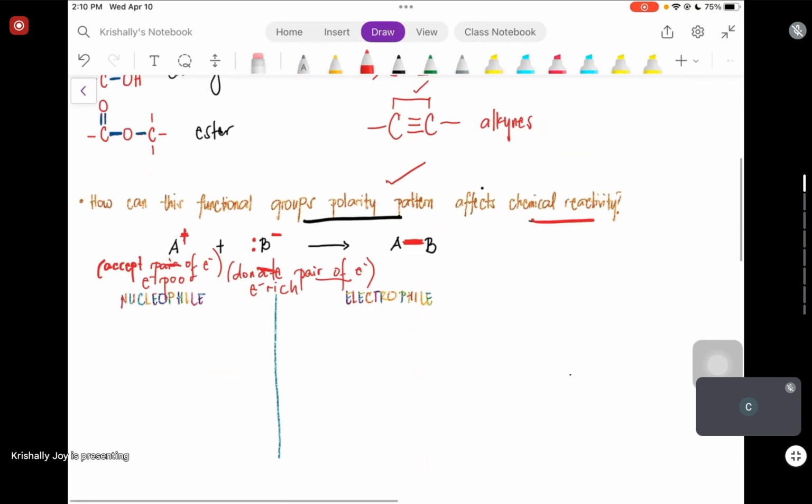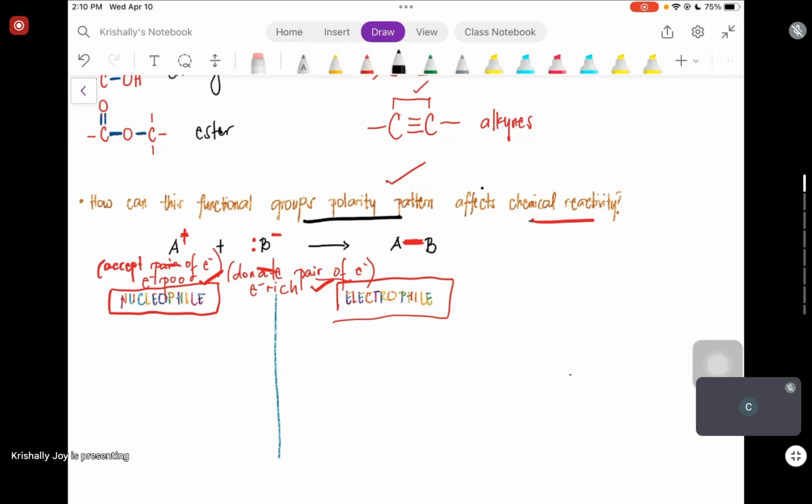Okay. Now, in the chemistry community, we actually have terms used to describe an electron-rich and an electron-poor species that are involved in polar reactions. We make use of these terms: nucleophile, and the other one is electrophile. Which is electron poor, which is electron rich?